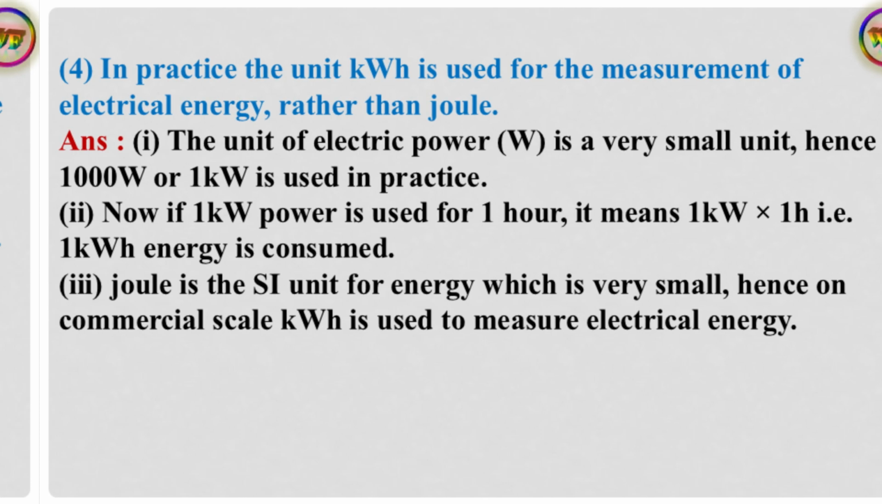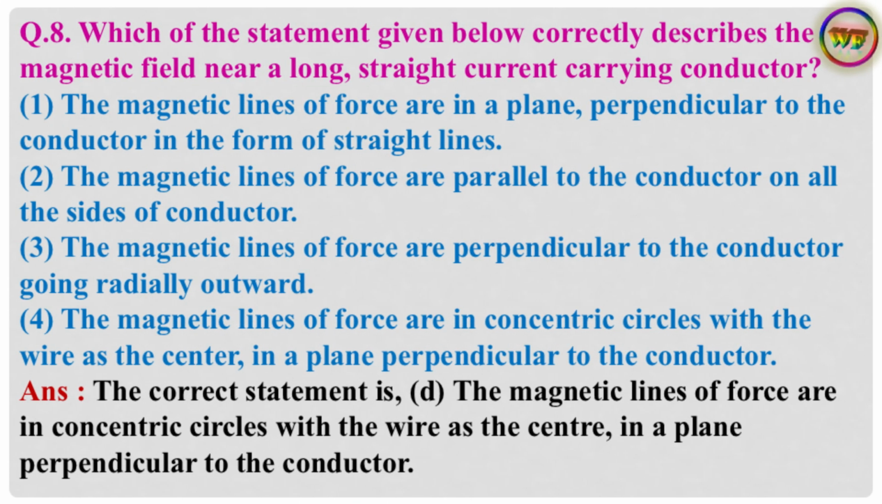Question 8. Which of the statements given below correctly describes the magnetic field near a long, straight current carrying conductor? Sub-question 1. The magnetic lines of force are in a plane perpendicular to the conductor in the form of straight lines. Sub-question 2. The magnetic lines of force are parallel to the conductor on all the sides of conductor. Sub-question 3. The magnetic lines of force are perpendicular to the conductor going radially outward.